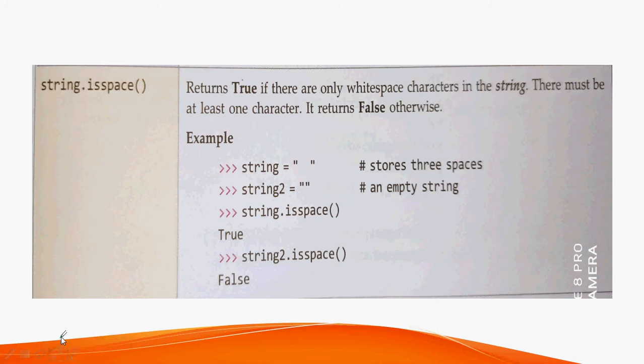Now, isspace function on string. String dot isspace. Yes, there are spaces between the quotes. So the answer is true. String 2 dot isspace. Actually there is no space in between here. This is an empty string. So the result will be false.